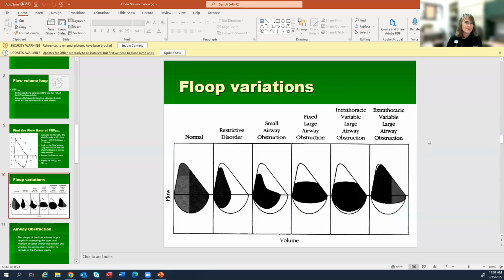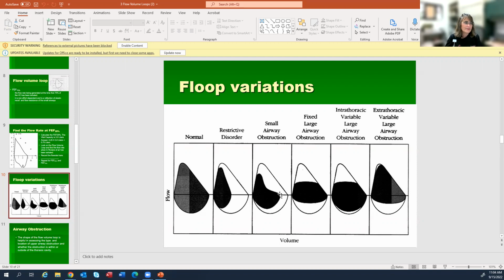Okay, this was the fun part, right? Some of them are pretty easy to figure out. So normal, of course, you've got good flow rates. So this graph comes out pretty far and straight lines. When you have a restrictive lung disease, you have small volume, which makes your flow volume loop skinny. But there's nothing wrong with the airways. So your flow rates are going to be really good. So it's going to be tall and it's going to be skinny. When you see that, you know you're looking at a restrictive lung disease.